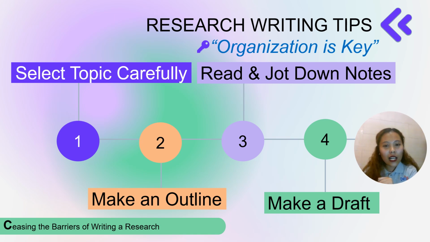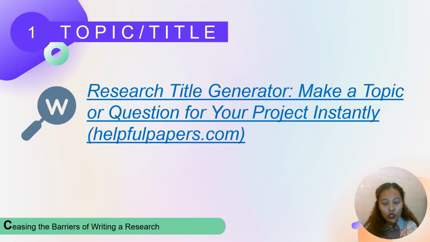Now, as I've said, the first step is to select a topic carefully. Now, I would like to share with you how I make my topic in just a snap of a finger, or how to make a research title in a very few minutes. So I am using a research title generator. This is a website from helpfulpapers.com. So let me show you how this works.